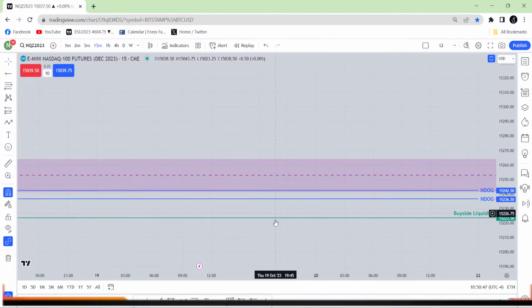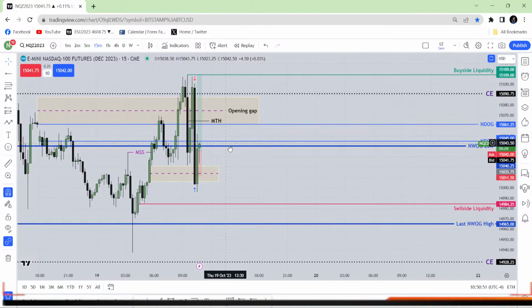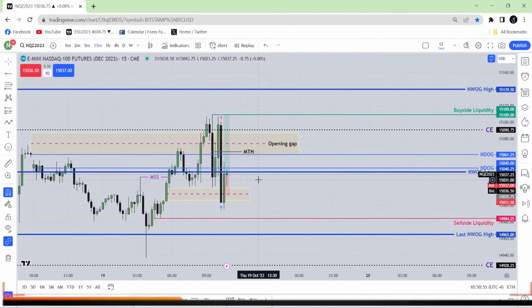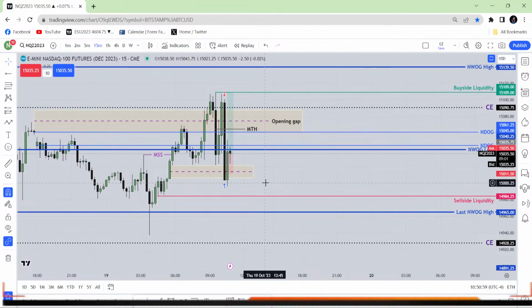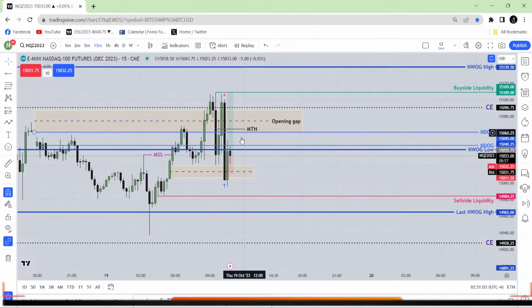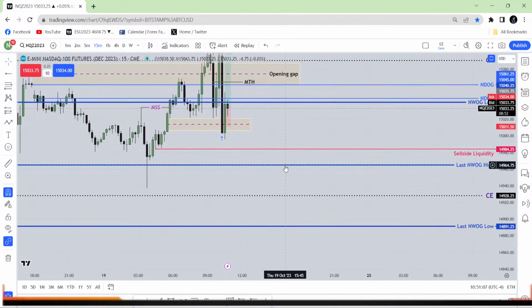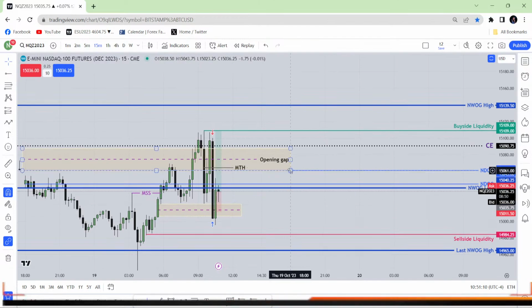And sometimes you will see price is not respecting this new week opening gap at all. But don't think it won't respect them anymore. It will respect them. It will take time. Maybe right now it is not respecting, but later you will see it is respecting these two gaps, the new week opening gap and the new day opening gap.